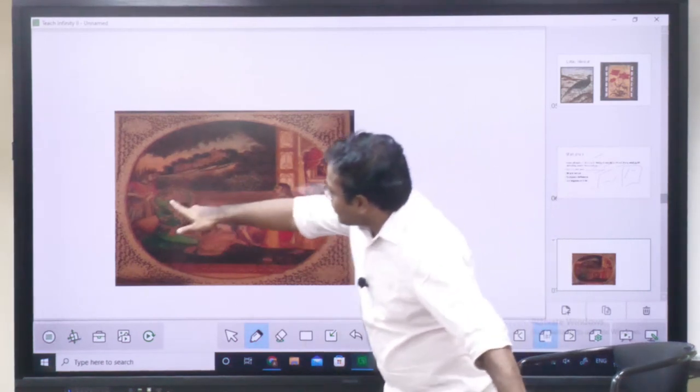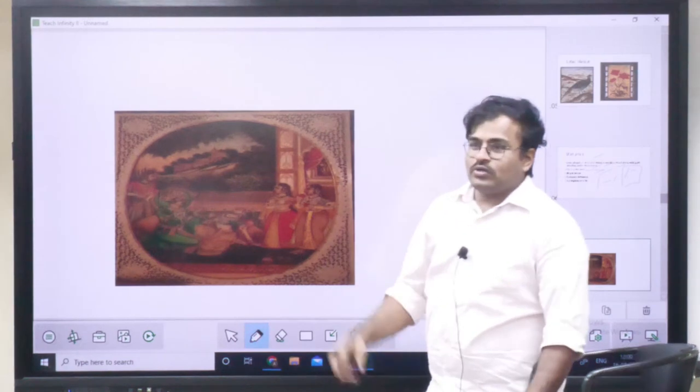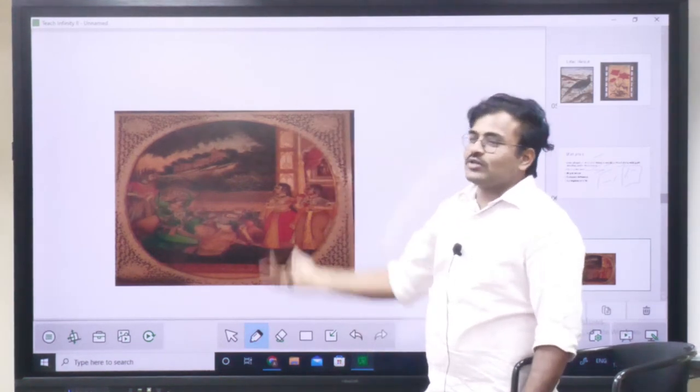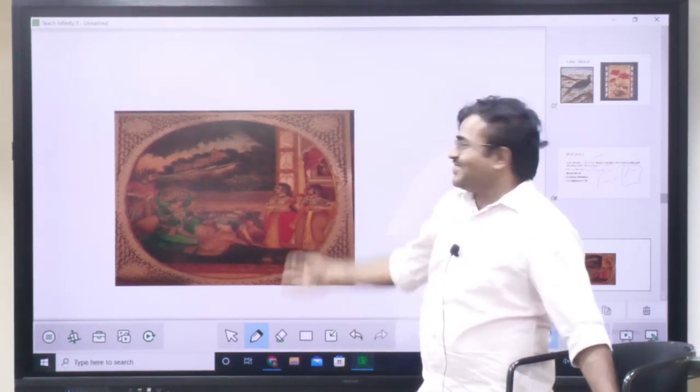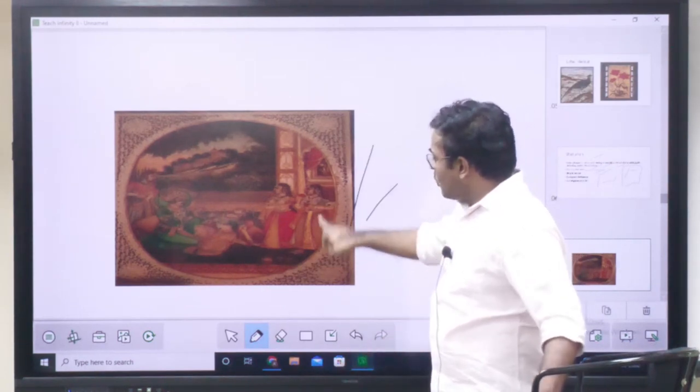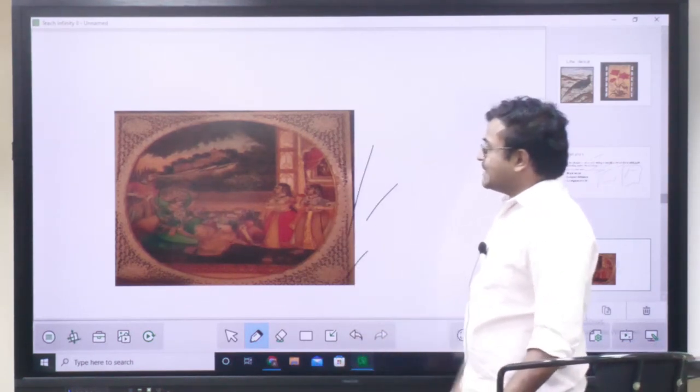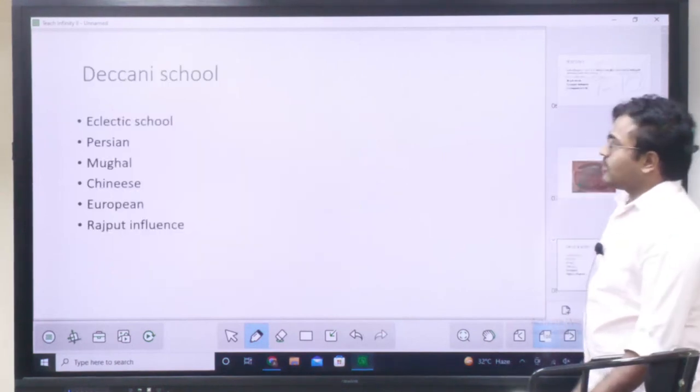And rubies, emeralds, all of them are there. Outside, the king might wear them, but in paintings also he is shown wearing these things. So this is the painting tradition of Shah Jahan. Gold, you can see, this is the ivory plaque painting. So this finishes the Mughal painting tradition.